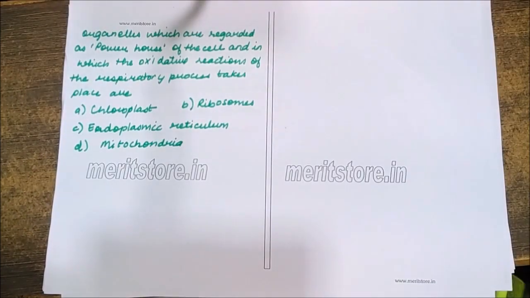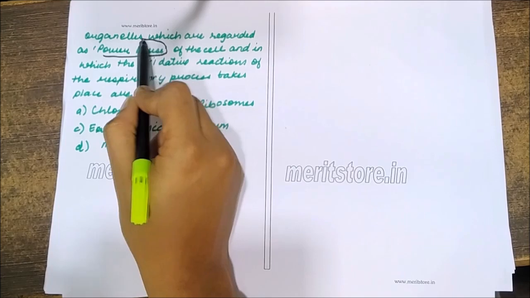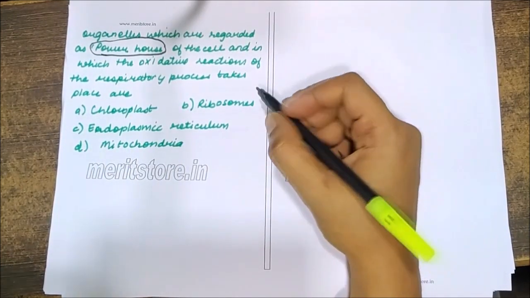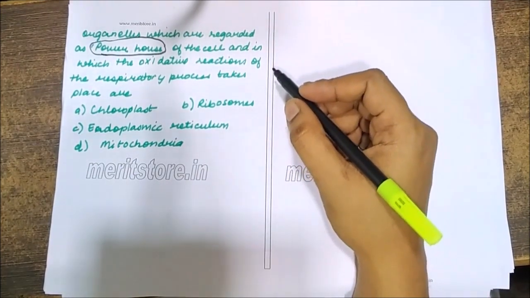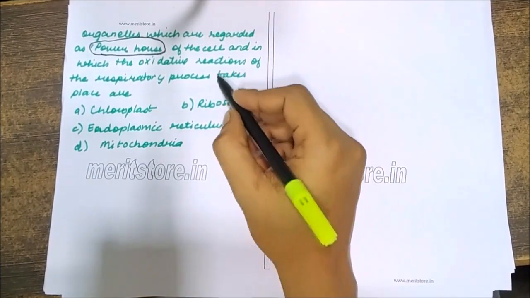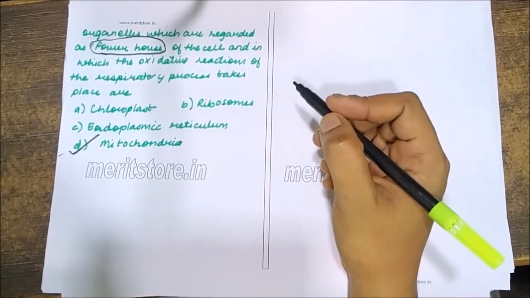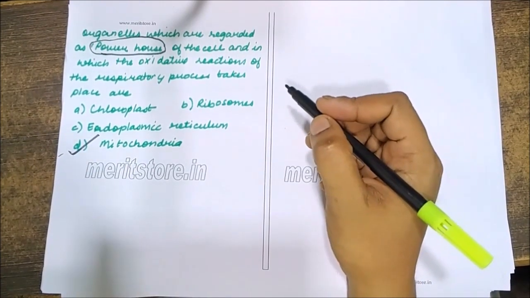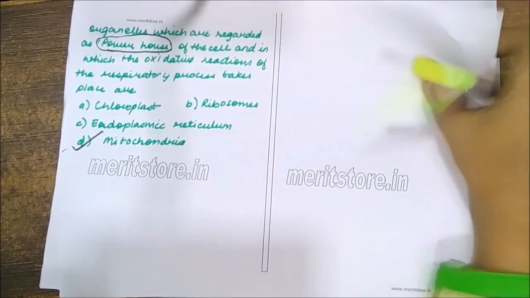Next, organelles which are regarded as the powerhouse. See, this term powerhouse has been used since school days. So even a 5th standard child would know the organelle which is called the powerhouse of the cell and is responsible for oxidative reaction is mitochondria. They are the organelle which generates energy. Hence they are called powerhouse. Next.